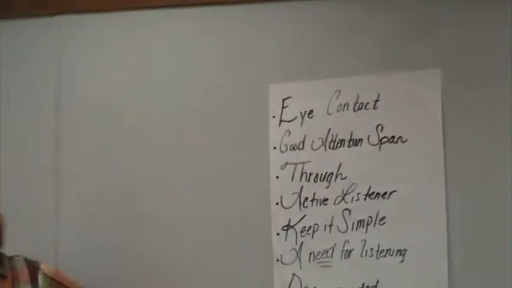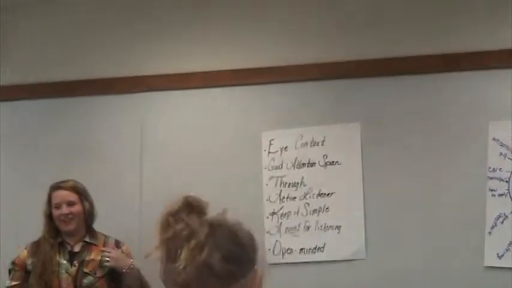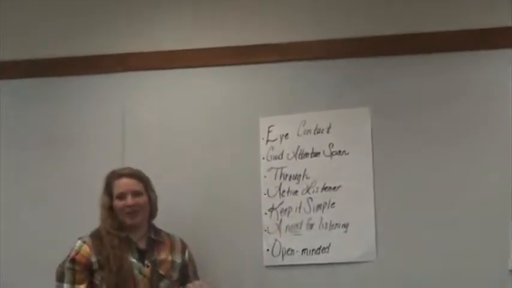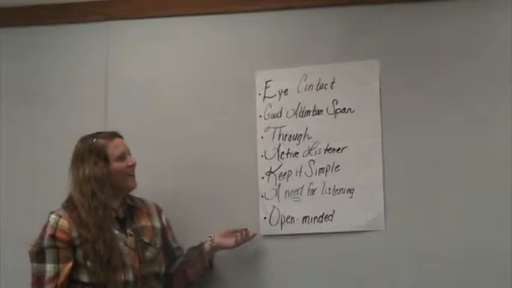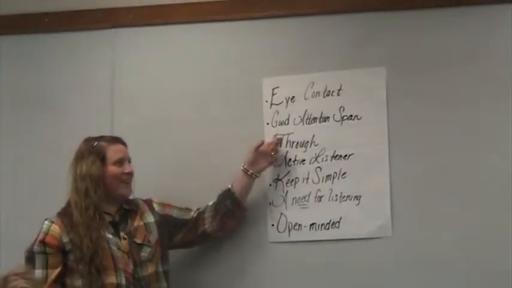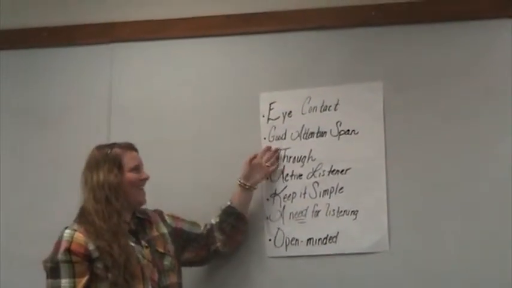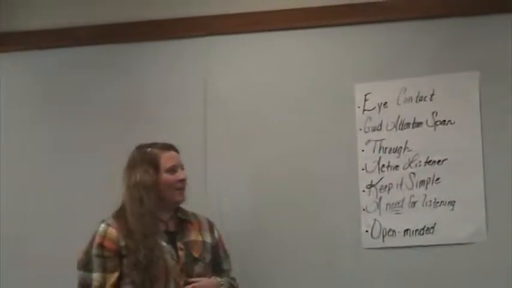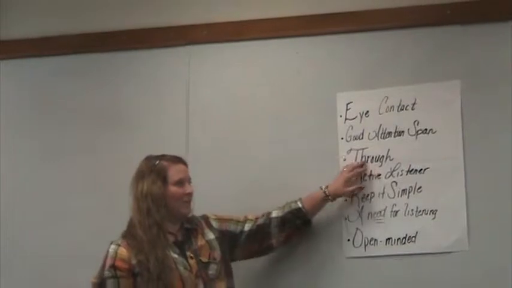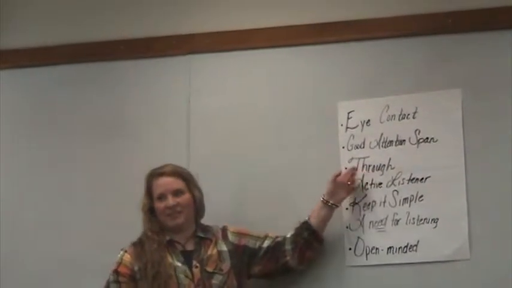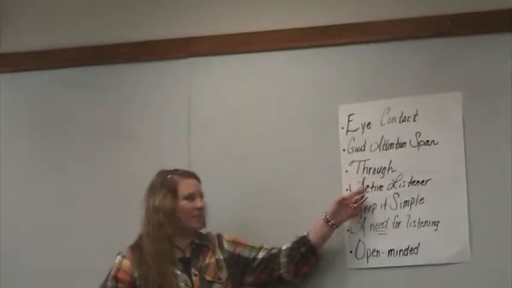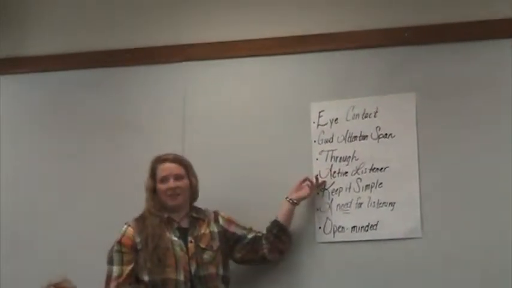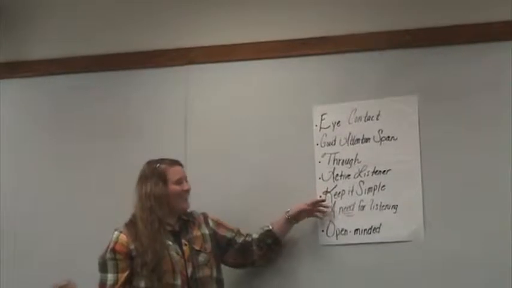So we said our first one was eye contact, because if you're not looking at someone when they're talking to you, then you're probably not listening to them. You're thinking about whatever else you're looking at. A good attention span. So I guess if you're listening to someone, you want to try to keep focused on them. The person who's talking wants to be thorough, and then the person who's listening wants to be thorough too, so you're listening to everything they're saying. And an active listener, kind of like thorough, you want to be listening to every detail.